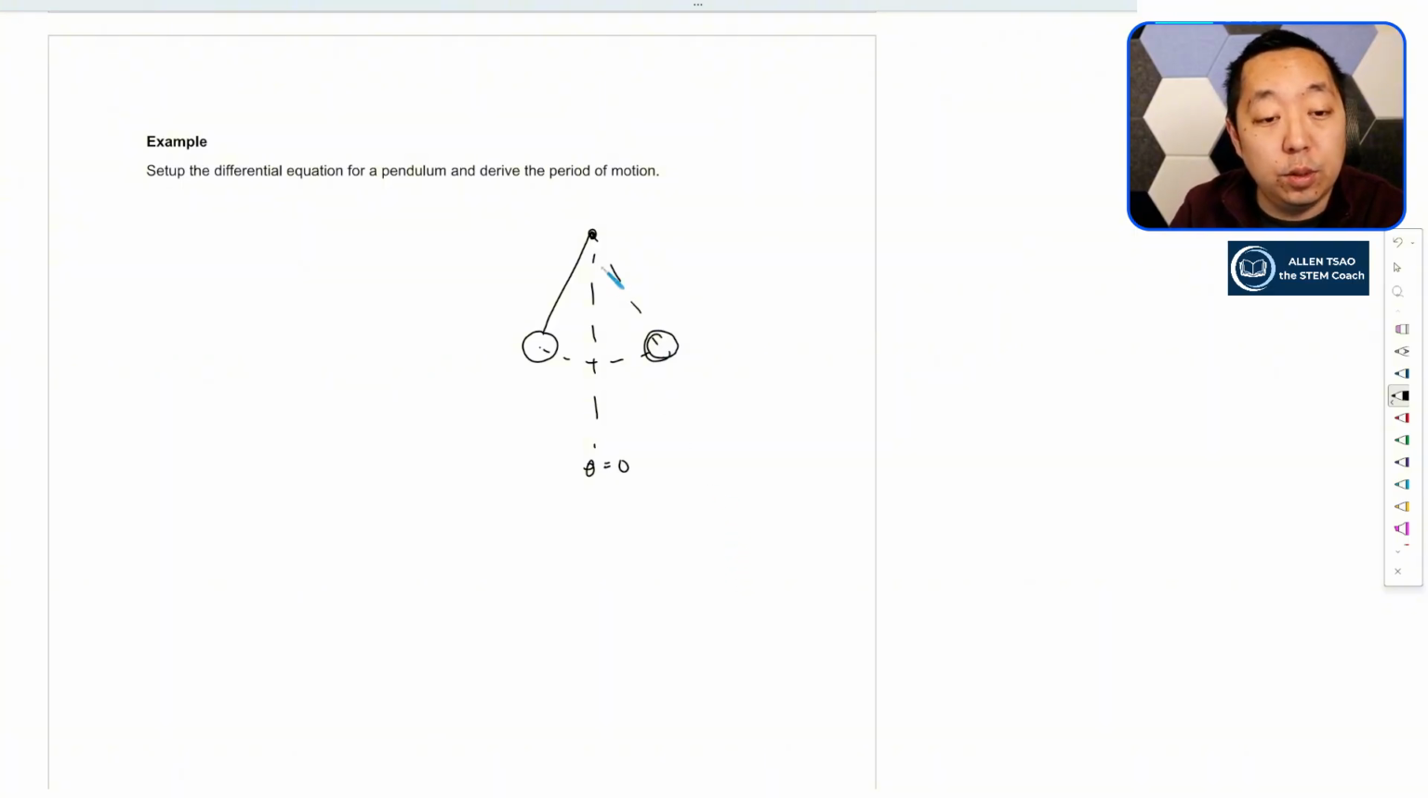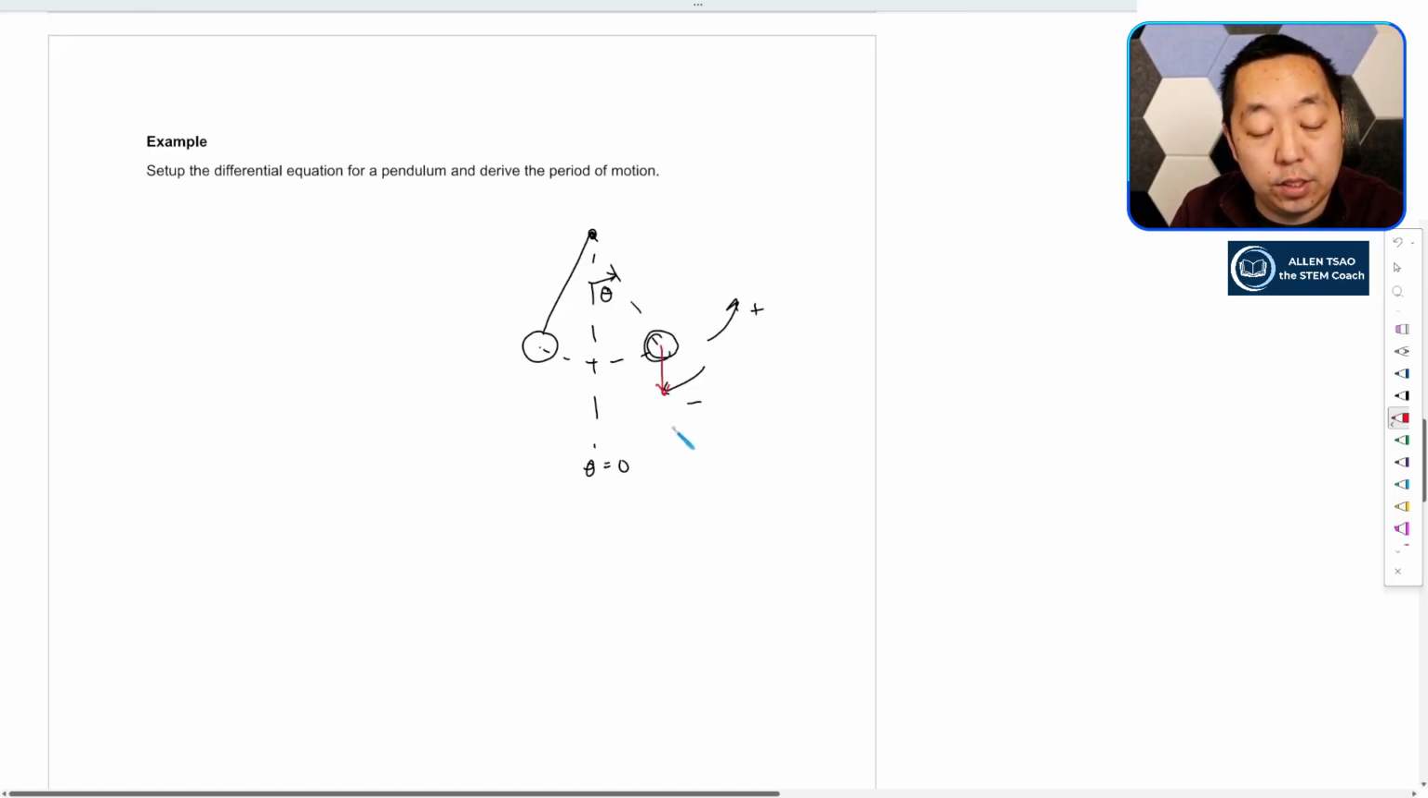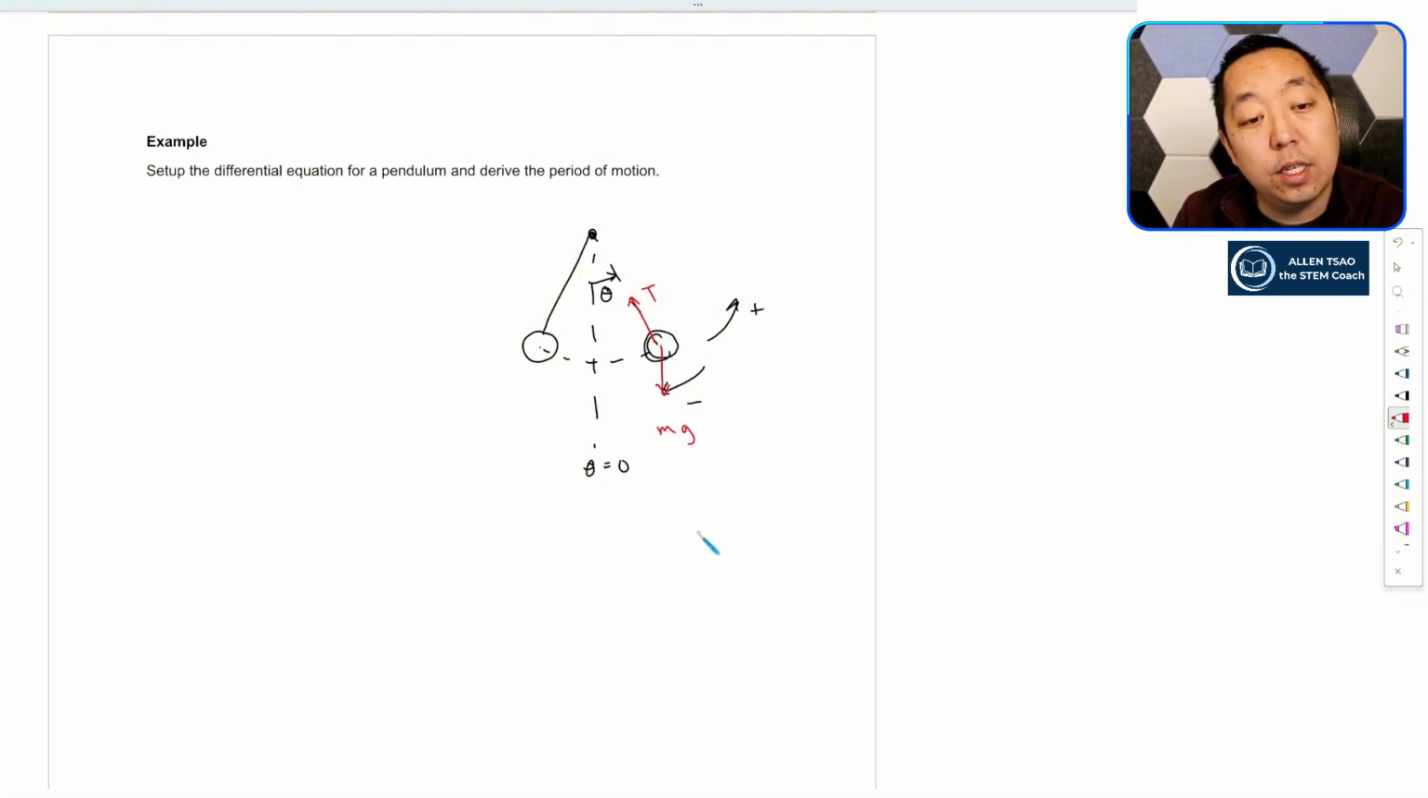We'll make this direction the positive direction, so counterclockwise is positive. That means clockwise is going to be the negative direction here. So now we're actually going to draw a free body diagram and do net torque equals I alpha. So this is mg, and you're going to have tension here. We're going to use this as our axis of rotation, and use net torque equals I alpha.